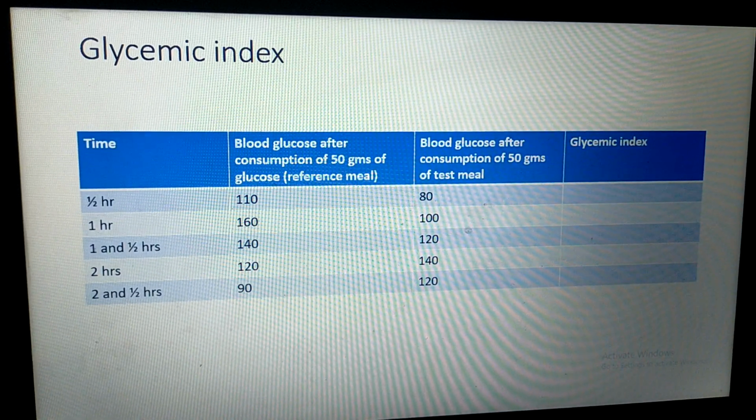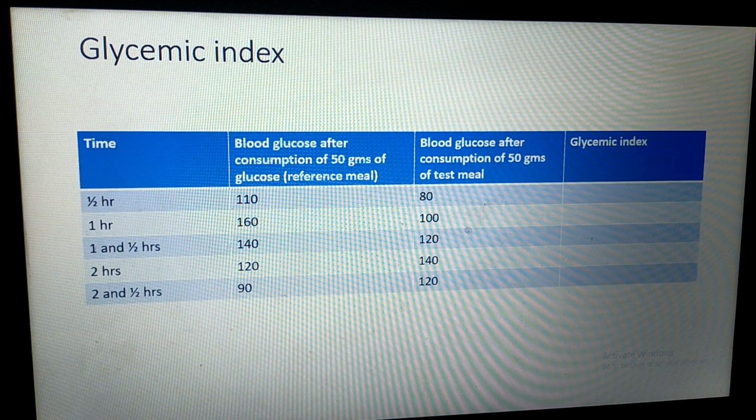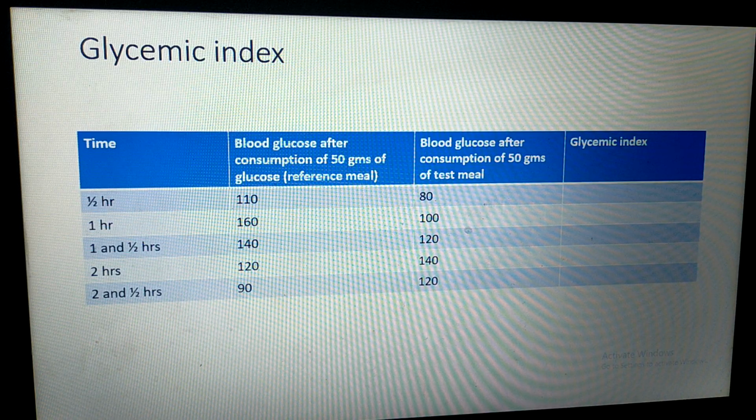Now this demonstrates the procedure where you have given 50 grams of glucose to the person, and you have measured blood glucose level after half hour, 1 hour, 1.5 hour, 2 hour and 2.5 hour. Then we have given a test meal. The test meal may be any: you can take 50 grams of rice, 50 grams of bread, 50 grams of pasta, anything whose glycemic index we want to measure. Again the same procedure is repeated, and blood glucose level after half hour, 1 hour, 1.5 hour, 2 hour and 2.5 hour is measured.